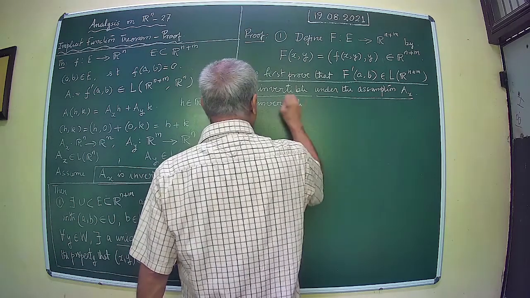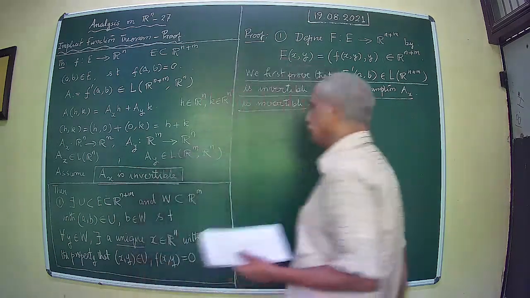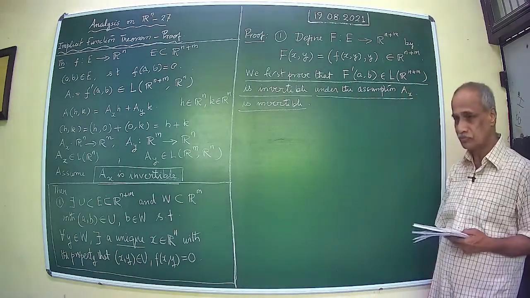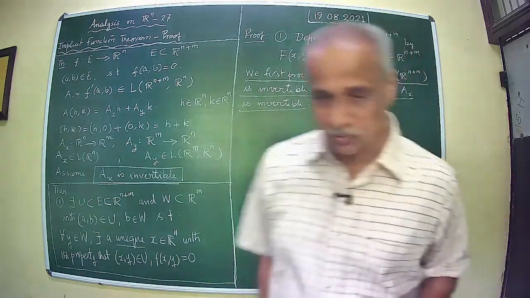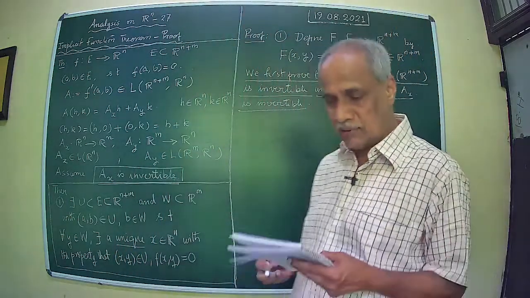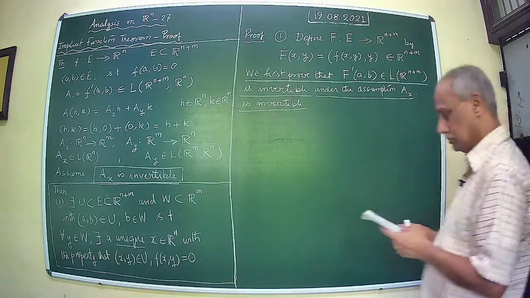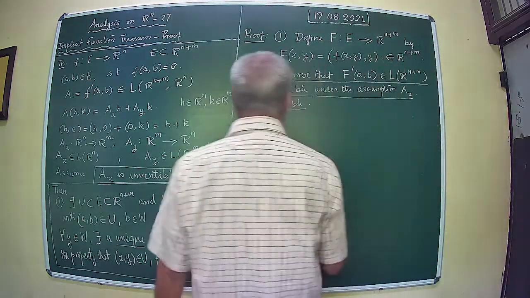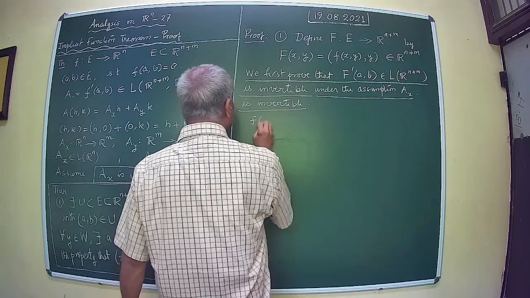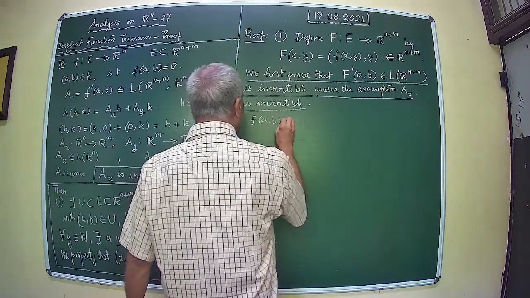Invertible. That's the assumption that we make use of. Okay, so let us compute this. So our job is to compute this. Now we know that f of AB equal to 0.